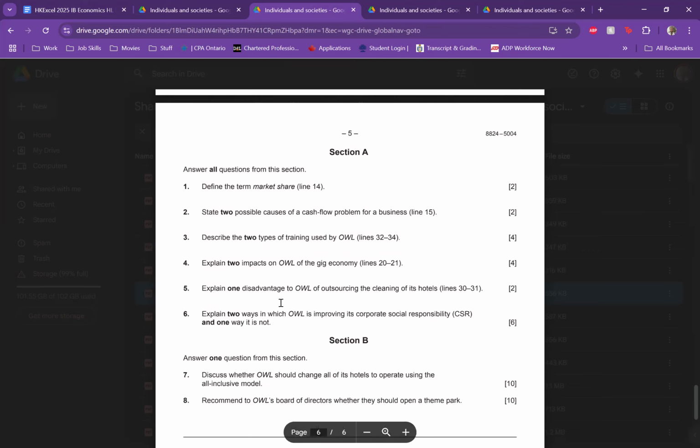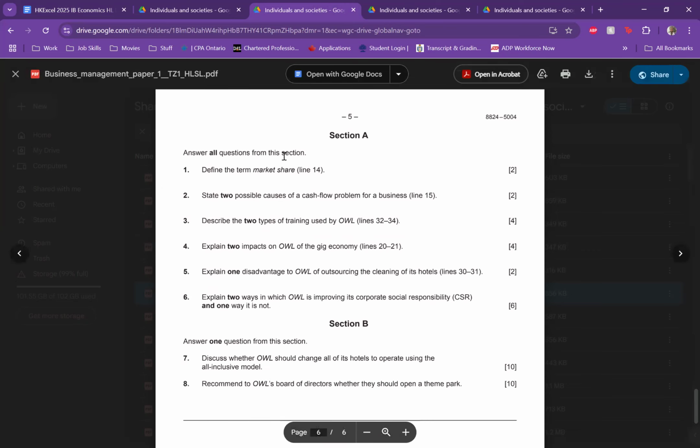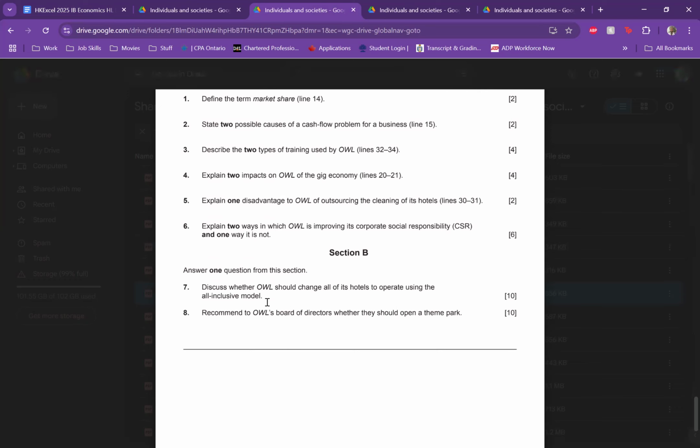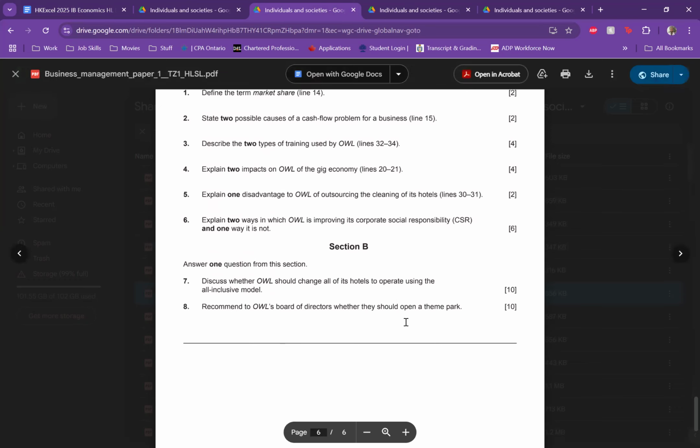Then we have the questions. So in section A, you need to answer all of these questions, and in section B, you answer any one of the 2 10-mark questions.